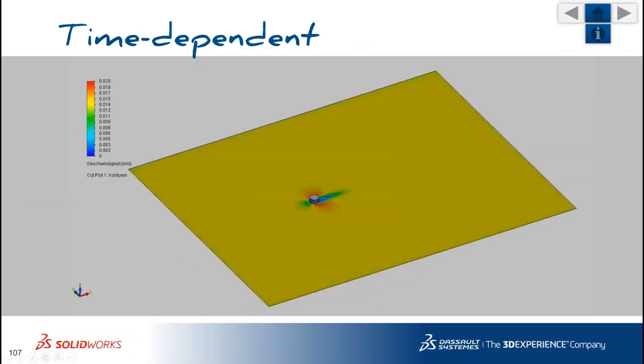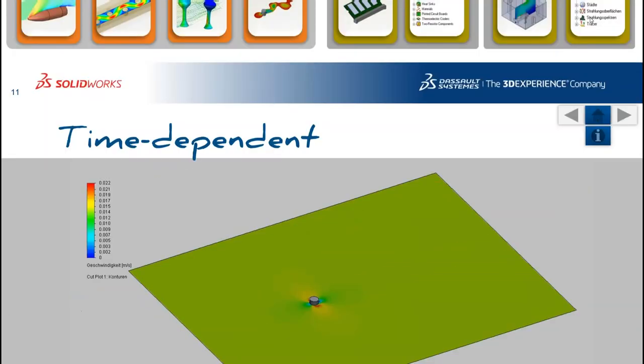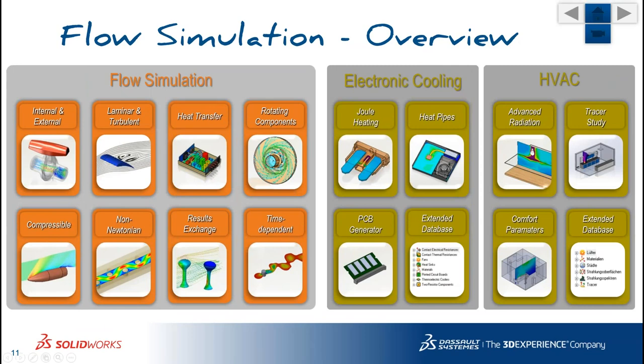We can also do time-dependent. It's not just steady state, but we can do transient studies as well. If you're interested in vortex shedding or flows that may change, disturbances in the flow field, etc., we can handle that. And then finally, we have two modules specifically for the electronics cooling industry and the HVAC industry. These are add-on modules to flow simulation, but I'd highly recommend you have a look at these if you're dealing with electronic cooling simulation or heating, ventilation, air conditioning type of analyses, we have some great tool sets specifically for you.